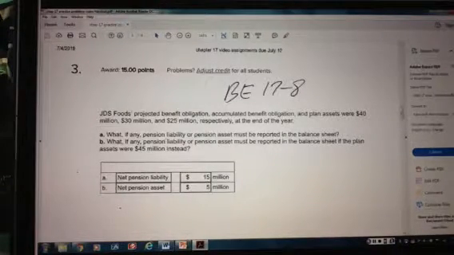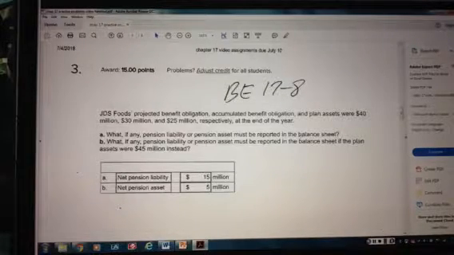Brief exercise 17.8. JDS Foods' projected benefit obligation, accumulated benefit obligation, and plan assets were $40 million, $30 million, and $25 million respectively at the end of the year. Now, I told you that the accumulated benefit obligation is no longer relevant. It used to be a prominent factor, but that changed about 10 years ago. So, Part A wants to know, what, if any, pension liability or pension asset must be reported in the balance sheet? Okay, the pension liability or pension asset is also referred to as the funded status.